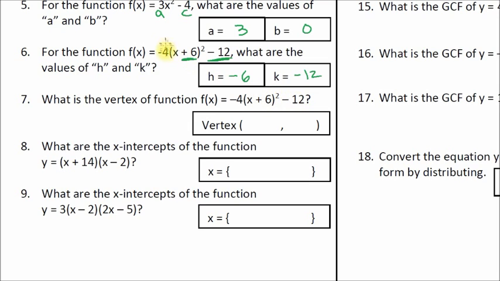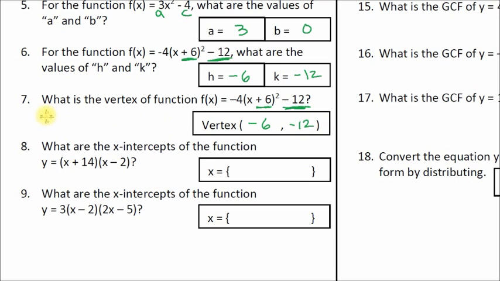Oh, that's actually the exact same function as number 6. And since this is vertex form, and we know h is the x value of our vertex, and negative 12 is our y value. So since h is negative 6, that will be the x value of our vertex. The k value is negative 12.